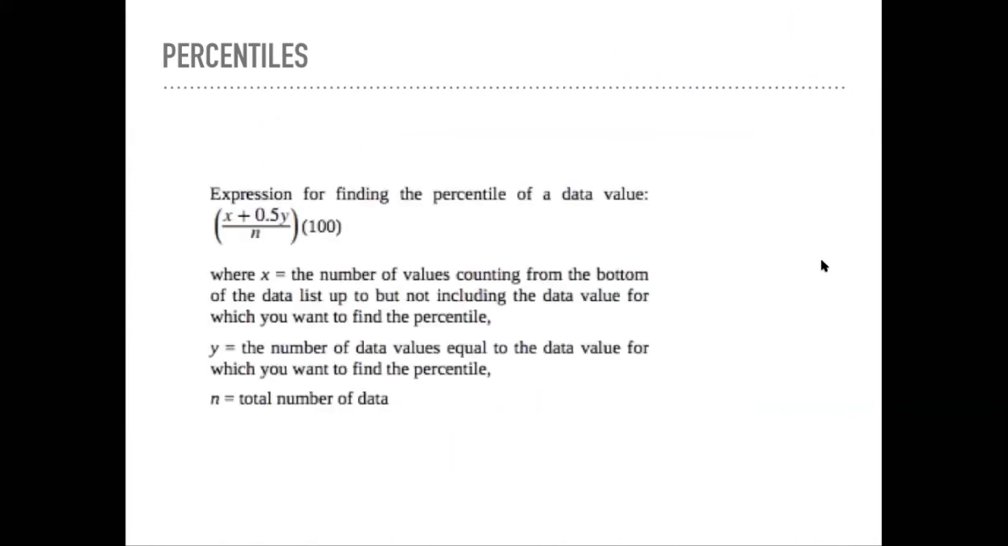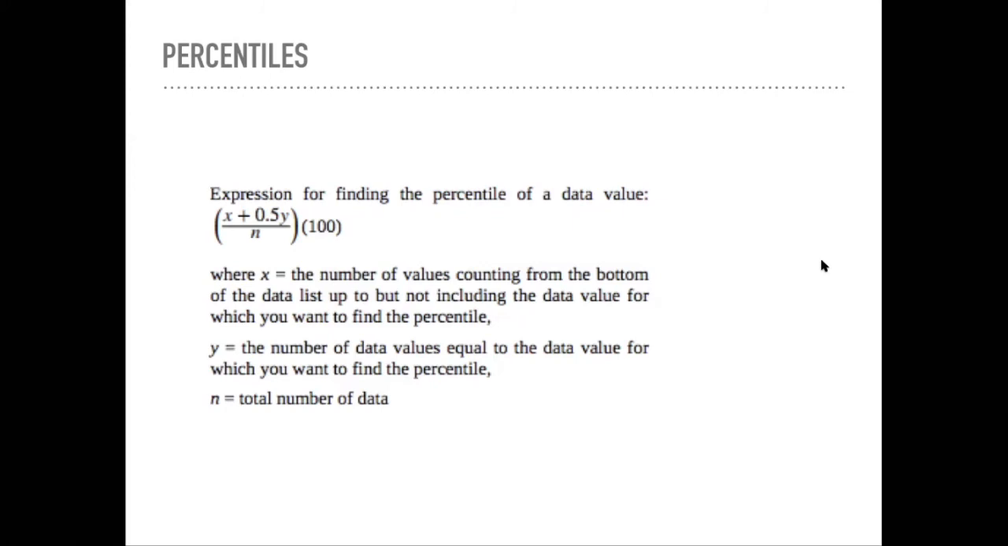Now, sometimes instead of saying I want a data value that's in a certain percentile, we start with a data value and we say I want to know what percentile this data value is in. The expression for finding the percentile of a data value is x plus 0.5y divided by n and then multiply by 100, where x is the number of values counting from the bottom of your data list up to but not including the data value for which you're trying to find the percentile of. So how many data values are smaller than the data value I'm looking at? That's what x is.